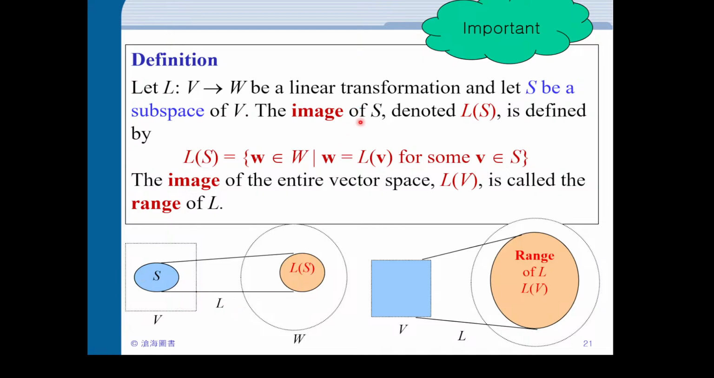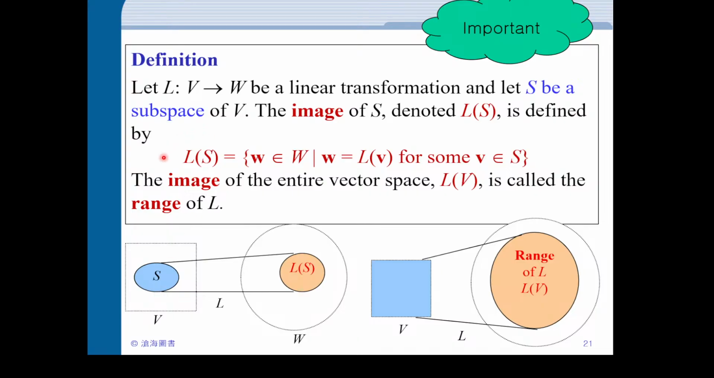Okay, and yeah, that's pretty intuitive. That's the image of this subspace of V. So L of S is everything inside W that gets made from S by L. So V is from S and they get made by L, and all those things together as a set is called the image of S.